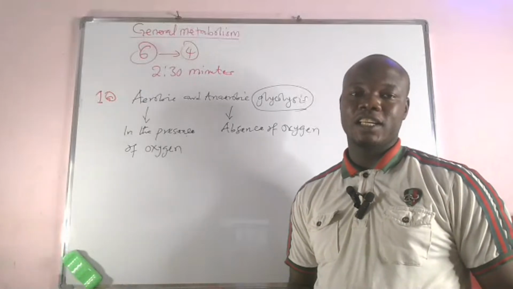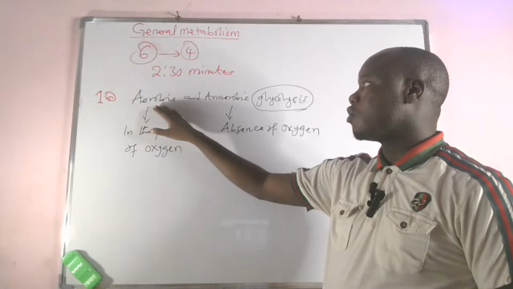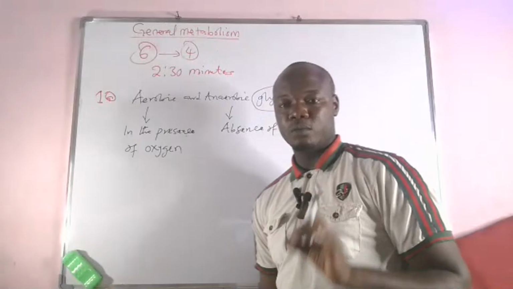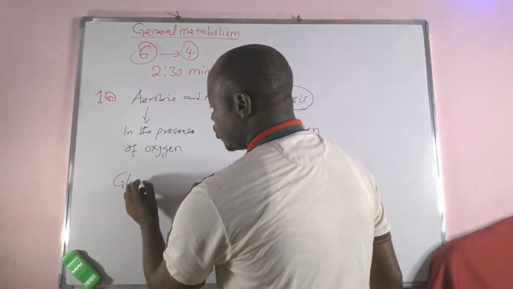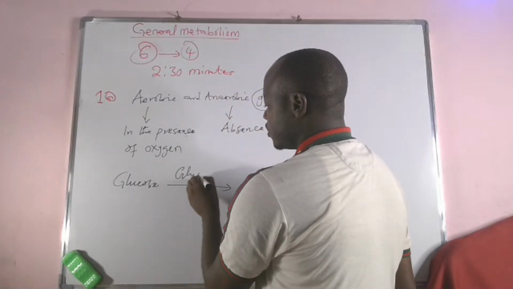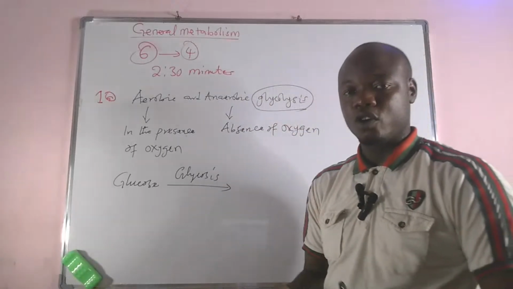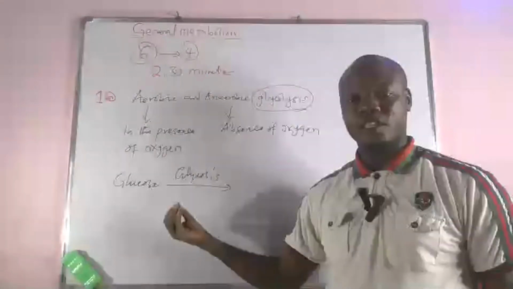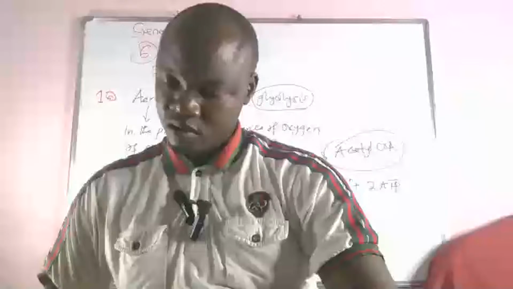But you should understand, ladies and gentlemen, that the products generated in aerobic glycolysis and anaerobic glycolysis are different. I want you to tell me what are the end products of glycolysis when you have glucose breakdown in glycolysis. Who can tell me what the products are? Excellent, Jidda Ali.